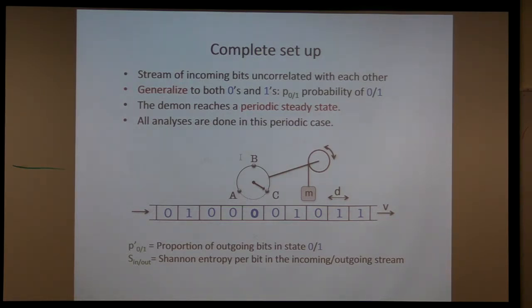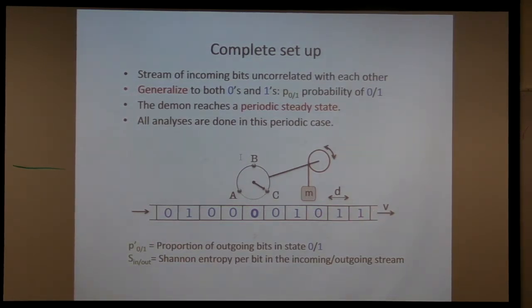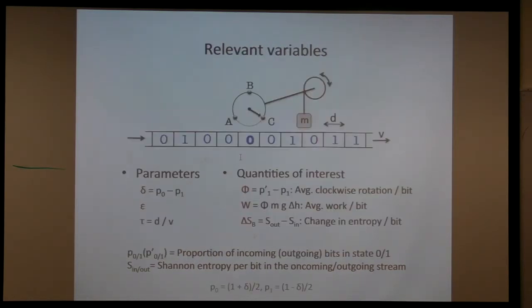Okay? And I have just written these two other quantities. As the bits interact with the Demon, their states may change because of interaction. So the stochastic distribution may change. Instead of P0 and P1, we now have P prime 0 and P prime 1, which characterize the bits that have already interacted with the Demon. Because again, the distribution of the outgoing bits need not be the same anymore. And when we have probability distributions, we can calculate Shannon entropy to characterize the information content in the bits. Okay, so that's the complete setup.